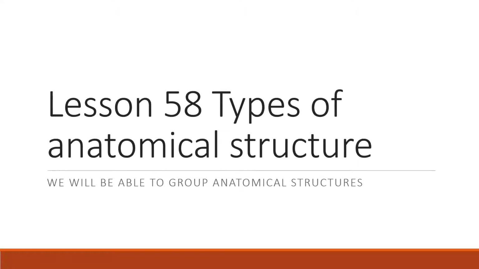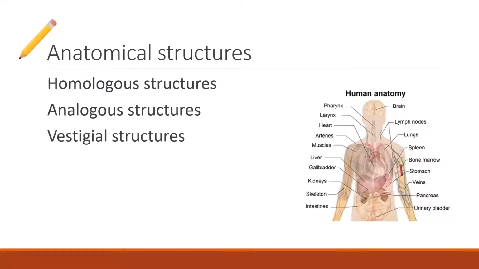Okay, so what are the structures that we're looking at? We are looking at these 3: homologous structures, which is a way to look at anatomy, analogous structures and vestigial structures. We're going to talk about each of these.